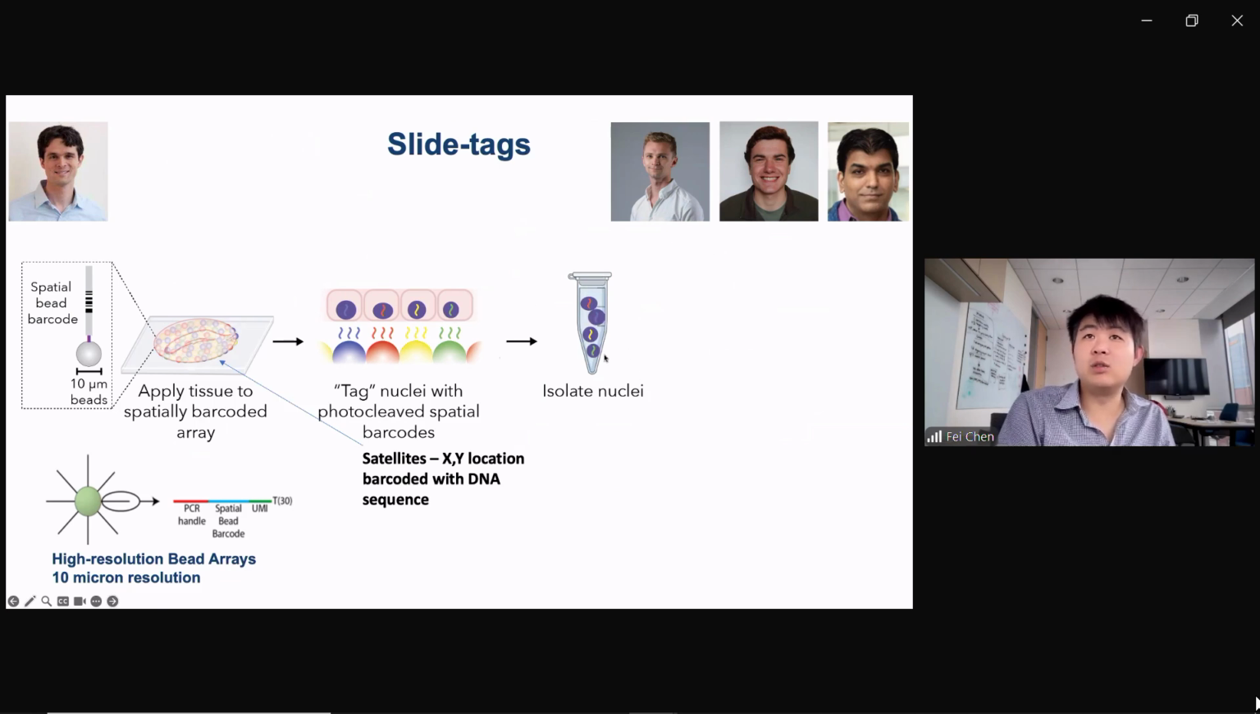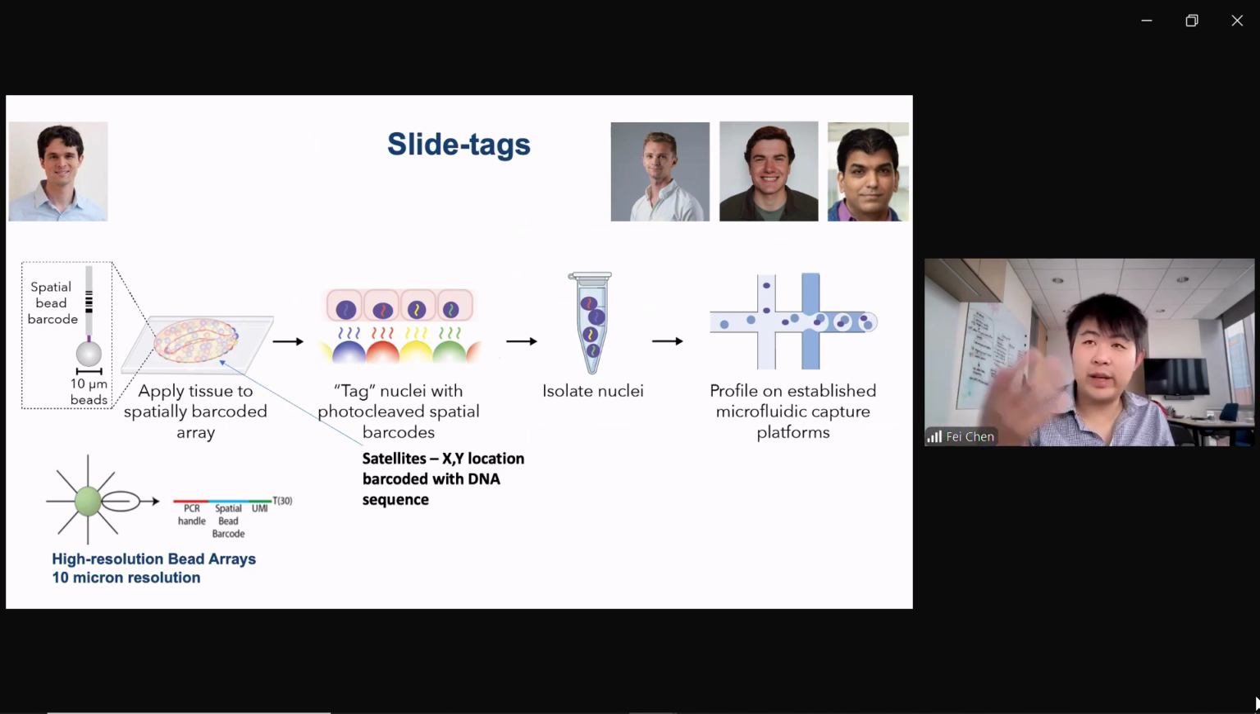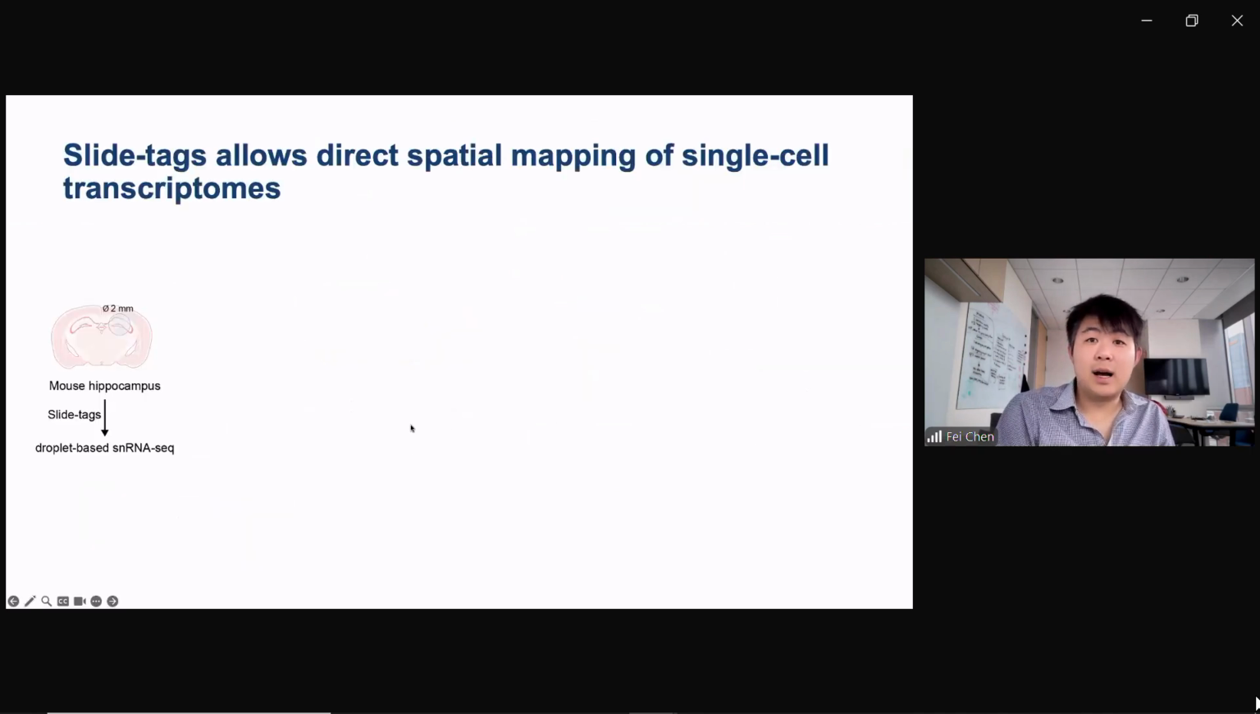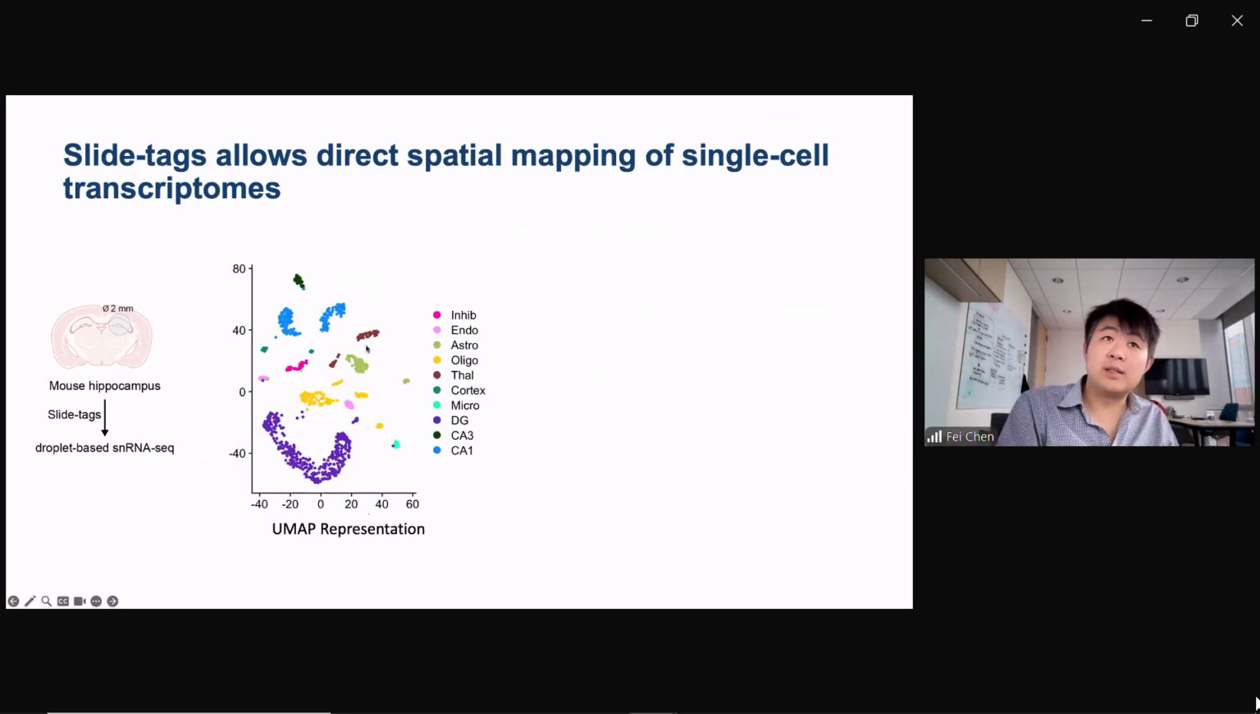Then we isolate these nuclei, and then you can profile these nuclei on established microfluidic or other single-cell platforms. A lot of the work that I'll be showing you was done on 10x. So what does the data look like? This is one of our first experiments with Slide-tags. Again, we did it on the mouse hippocampus because there's a lot of both cell type diversity as well as spatial architecture. Here you can see a UMAP representation of all the different cell types in the hippocampus. You can see quite finely grained cell type coverage and diversity.